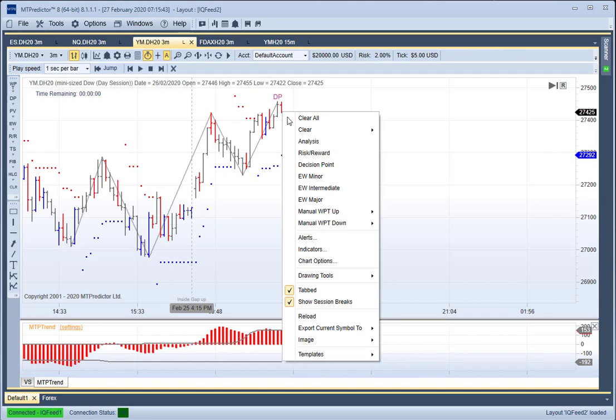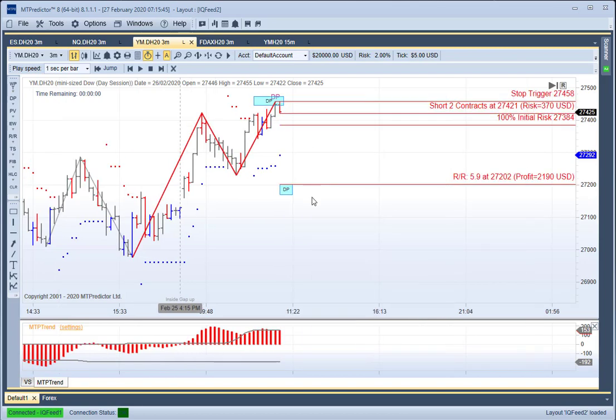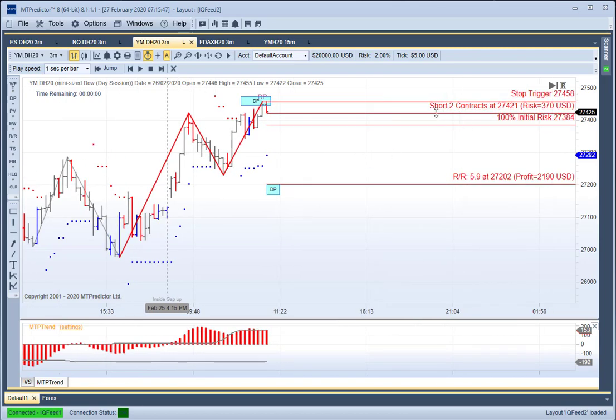So we right mouse click over the red sell bar, do analysis, and that gives us our position sizing. And this is the key to keeping losses small. You can set up different size accounts. That then calculates the number of contracts or lots to trade for a given risk. In this case, we're risking 2% of a sample $20,000 account. So this would be two contracts.